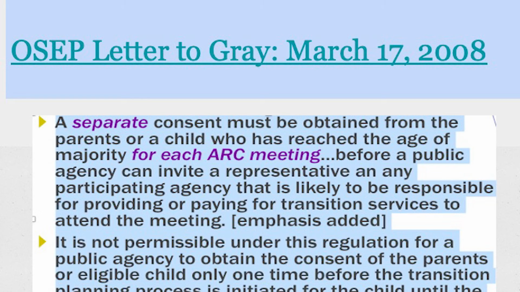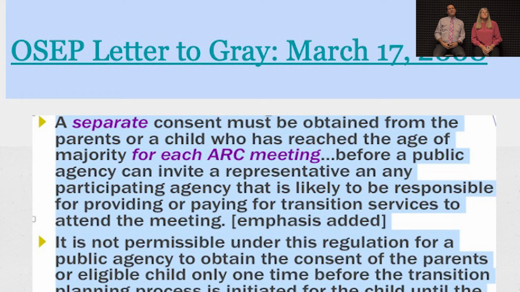Timeline-wise, this letter from OSEP, the letter to Gray dated March 17, 2008, is the letter that gives OSEP's opinion that we have to have a consent each time. So we can't get a blanket consent that's going to last from, say, age 14 all the way through age 21, or age 13 all the way through. If we're going to invite an outside agency to a meeting, we have to have a new informed consent signed.